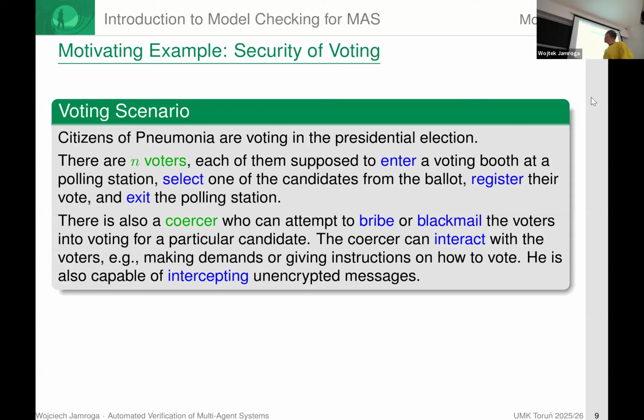The idea is that we have a voting situation, let's say a presidential election. There are a number of voters, and let's assume that we are talking about just traditional paper-based voting at polling stations. Each of the voters is supposed to get to a polling station, first register for the vote, then enter a voting booth, select one of the candidates from the ballot, then cast the vote and exit the polling station. Okay, so this is one possible scenario. Another possible scenario is postal voting.